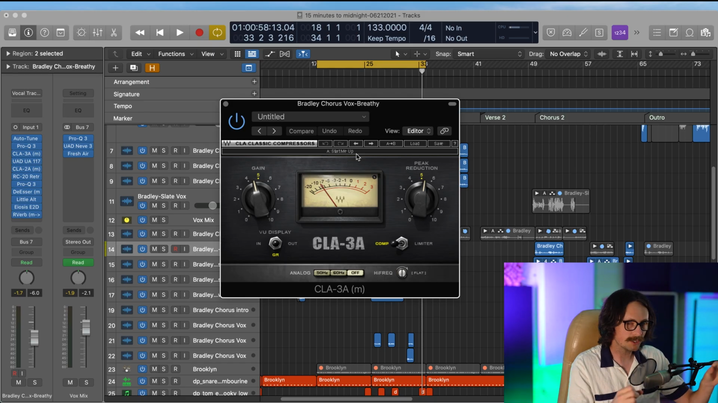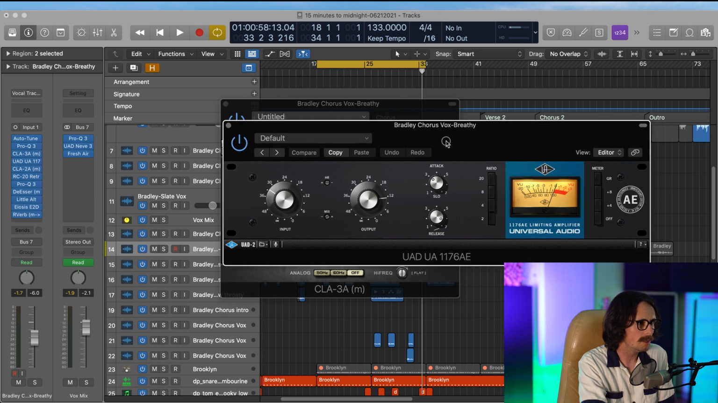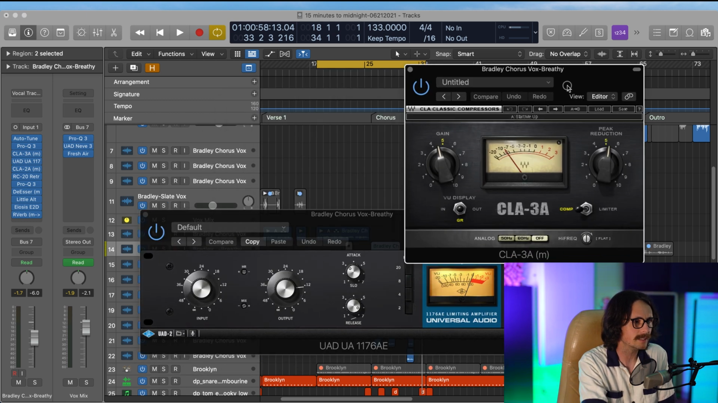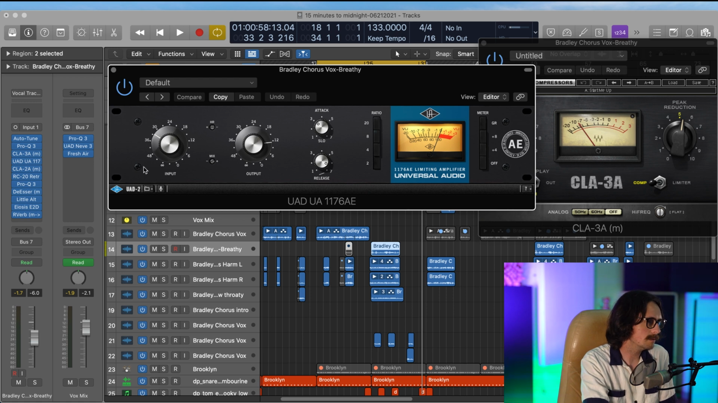Now I'm going to get through this chain and I'm going to show you exactly what's doing saturation. Okay, so the CLA3A, that is going to be saturating. No matter what you think about any of this stuff, whether you're like, no, that's a clean one, bro. It is the CLA3A. It's modeled after the 3A, right? So there you go. That's saturating. The 1176 from Universal Audio, the Yuri 1176, has saturation in it.